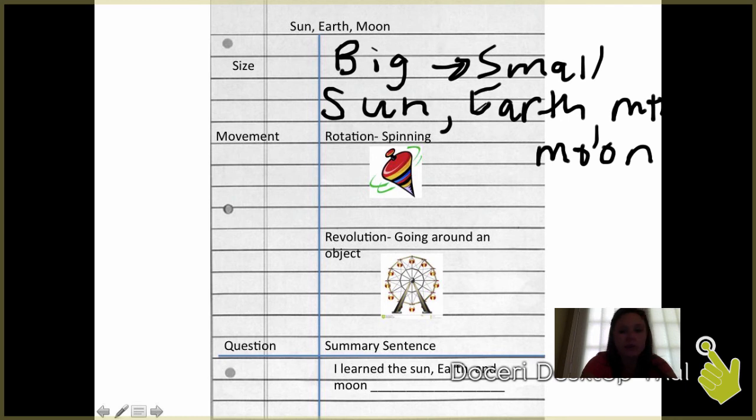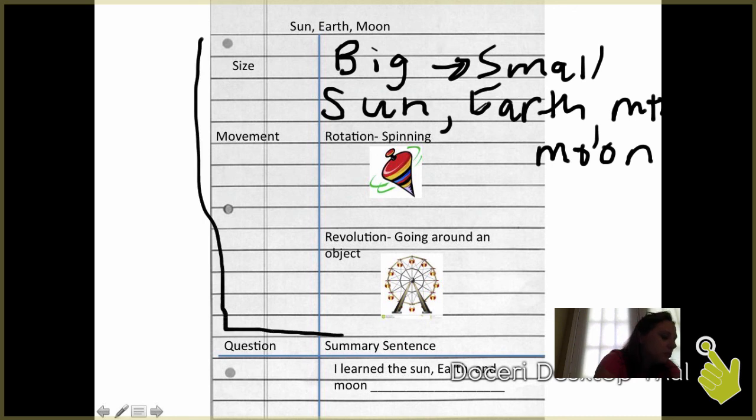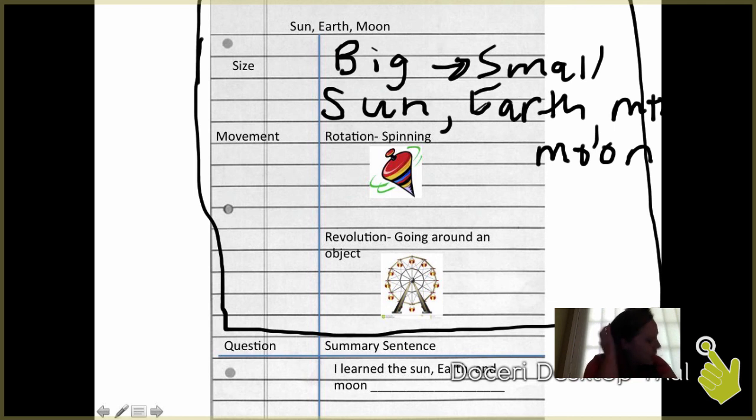Now, once you finish getting this section of your notes complete, you're going to come down to where it says summary sentence. And I've given you a starter sentence: I learned the sun, earth, and moon. And you're going to tell me just a summary of what you learned. How they interact, what they do, their sizes, whatever stood out to you the most. But it's basically a summary of everything that you learned from this video.